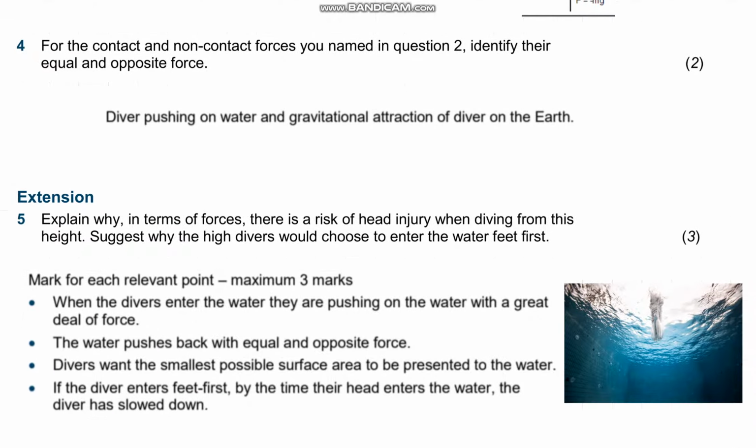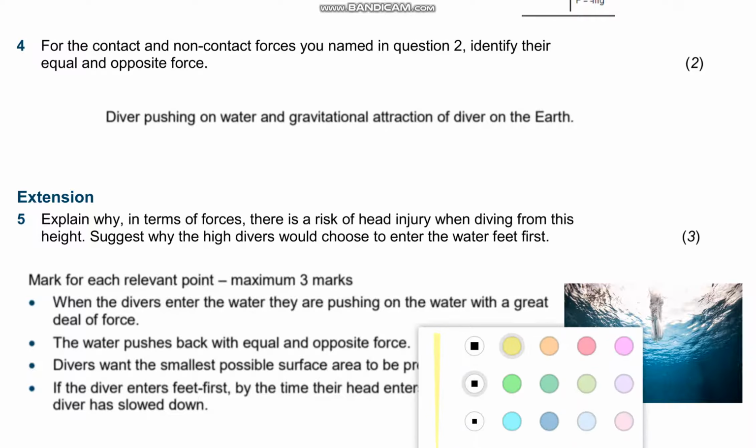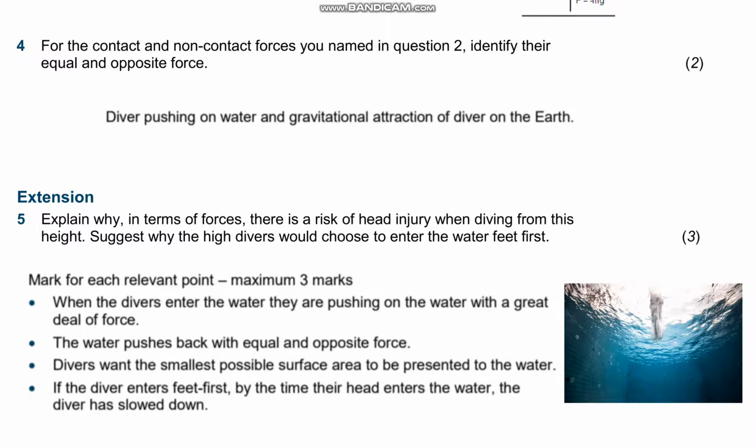So when the divers enter the water, they are pushing on the water with a great deal of force. And the water pushes back with an equal and opposite force. Now you can see in the picture there the diver entering the water and pushing the water out of the way. The water is pushing back on the diver as they enter the water.